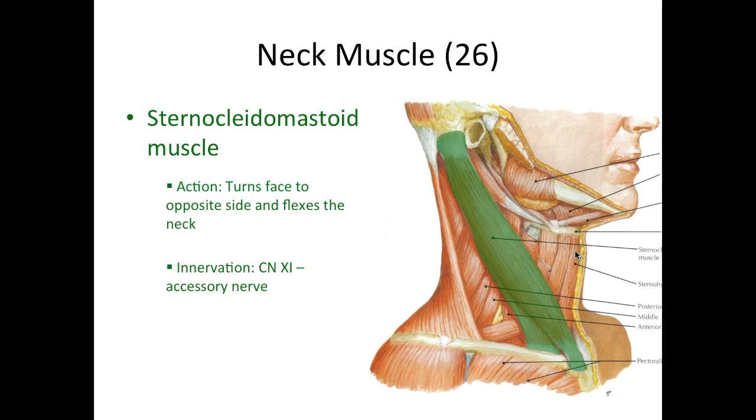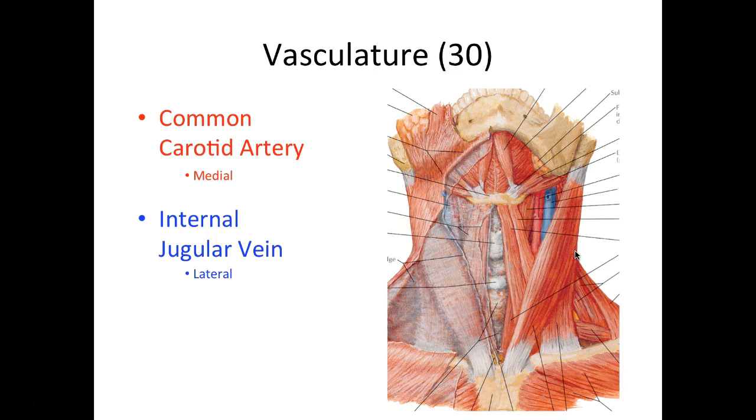And its innervation is the same as trapezius. There it is again, cranial nerve number 11, the accessory nerve. And I just wanted to show you some of the vasculature here. We're going to talk about this in our cardiovascular system, but here's our sternocleidomastoid muscle, and then sitting next to it are going to be your internal jugular vein and your common carotid artery.